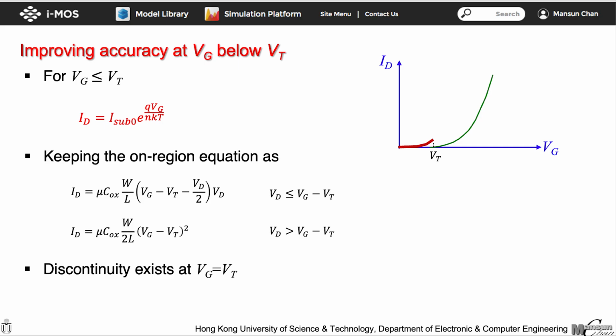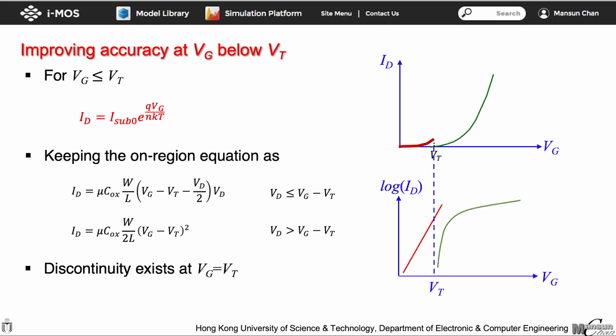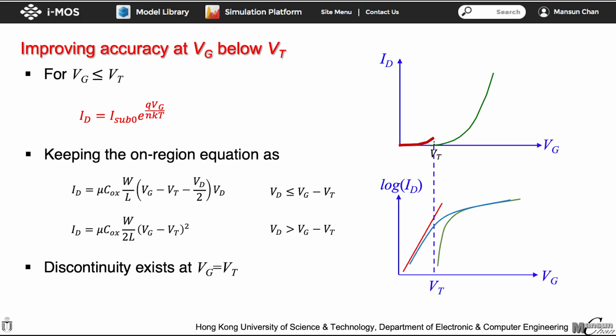The discontinuity will become more obvious when plotting the current in log scale, which is given in the graph below. This kind of behavior is not acceptable, and we have to find a way to remove the discontinuity. We know that actual current will change from the exponential characteristics to the polynomial characteristics as shown with the blue line in the graph. The question is how to transit from one equation to another. In general, there are two different methods to handle it.